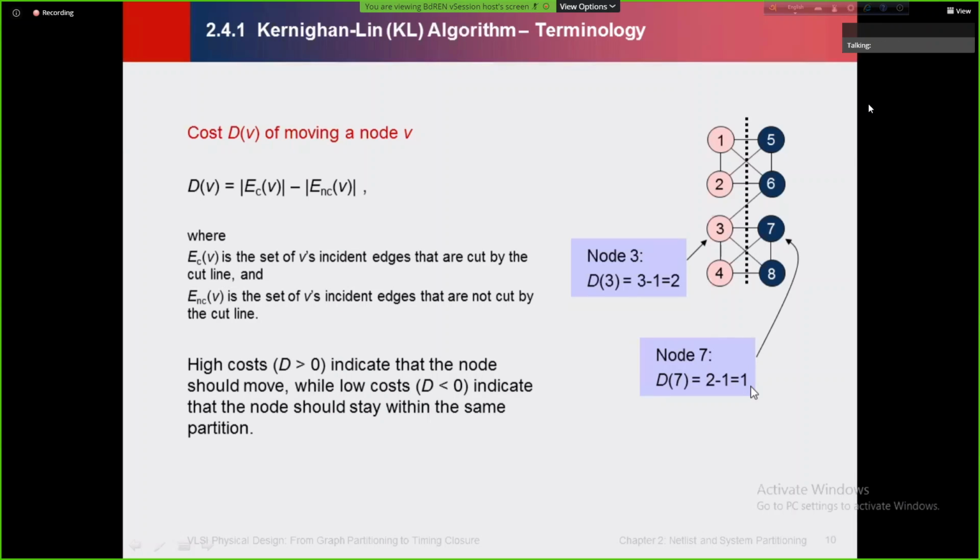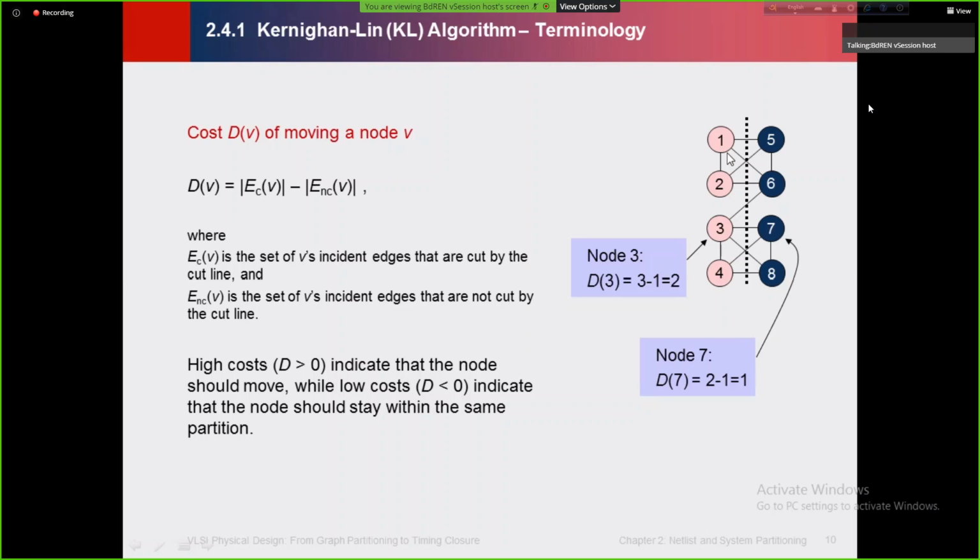And you can calculate more. Let's say you can calculate for 5. How much will be for 5? This will be 1 cut and another cut, so 2 cut, and minus 1 for 5 to 6, which is uncut. So 2 minus 1 will be 1, right? And if you look at number 2, this will also be 1: 2 to 6 and 2 to 5 are cut, 2 cut lines, minus 2 to 1, 1 uncut line. So 2 minus 1 will be 1, right?